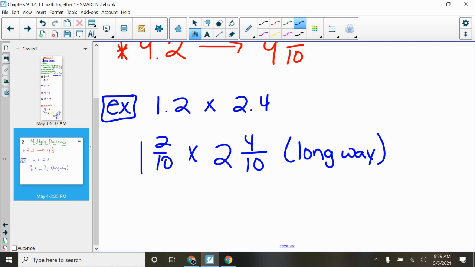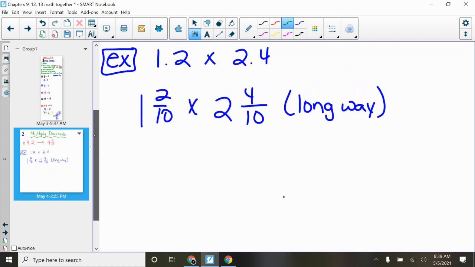Okay? The short way is gonna be this. Hang on just a second, I'm gonna have to move this down and then back up. The short way is to take the number that you started with. So we started with 1.2 and 2.4. I'm just gonna say, for a minute, remove those decimals, and what numbers do you see? 12 and 24. And just multiply 12 and 24. Isn't that a lot easier?